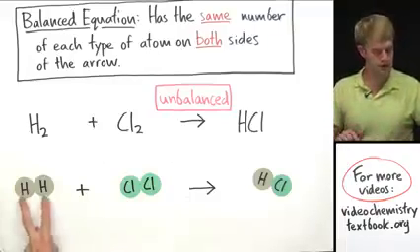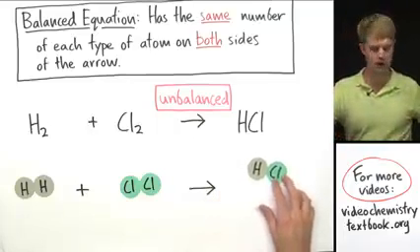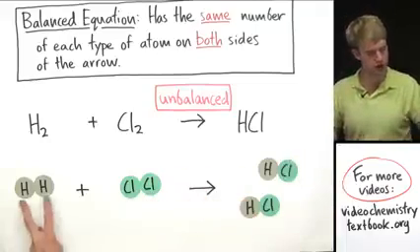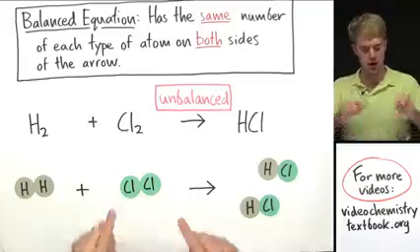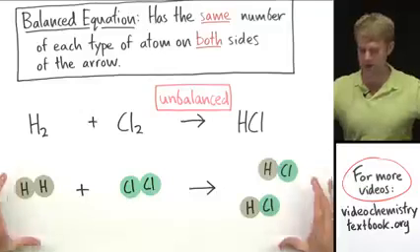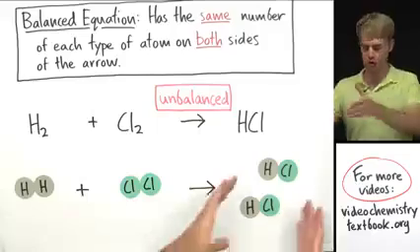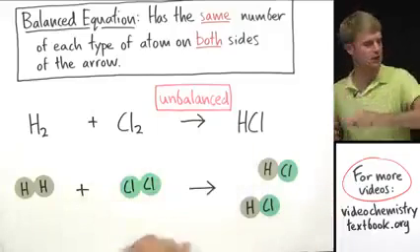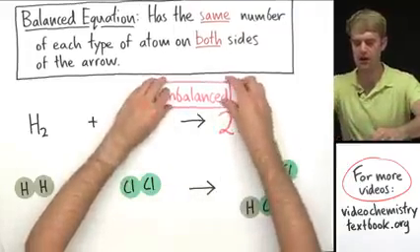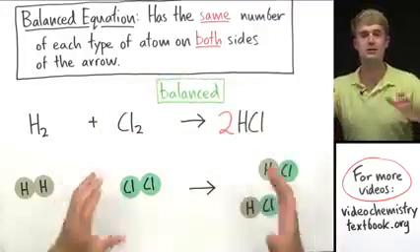We have 2 hydrogens here, 2 chlorines here, 1 hydrogen, 1 chlorine. So if I get another one of these, if I have 2 of these, we'll then have 2 hydrogens here, 2 hydrogens on this side, 2 chlorines on this side, 2 chlorines on this side, and now this equation is balanced. Okay, so we've balanced the visual version of it. To balance the written equation, we'll put a 2 in front of the HCl here to show that we have 2 of these. And now the equation is balanced.